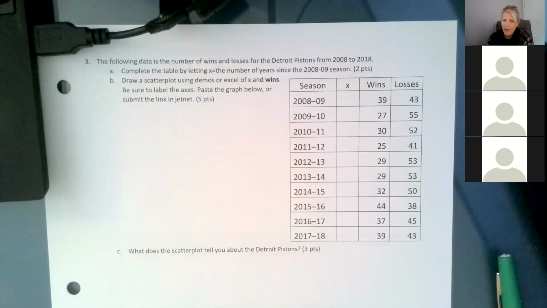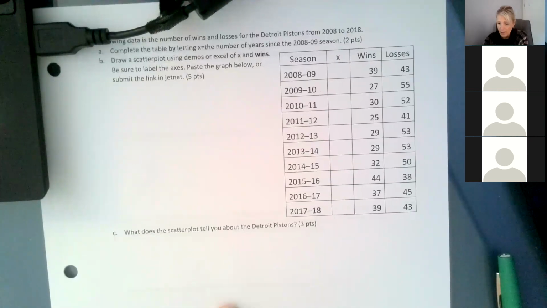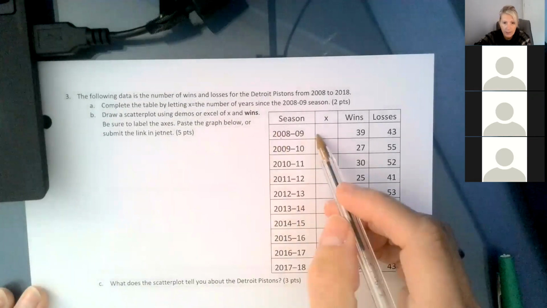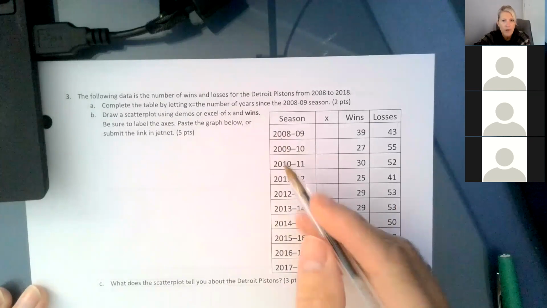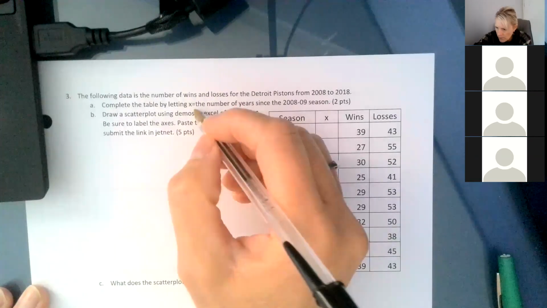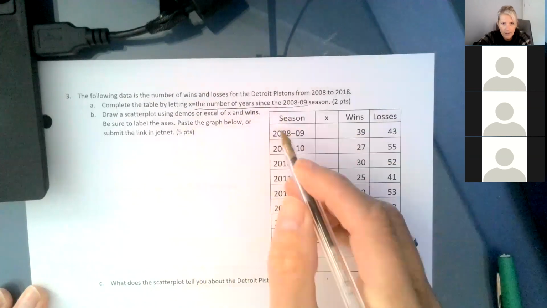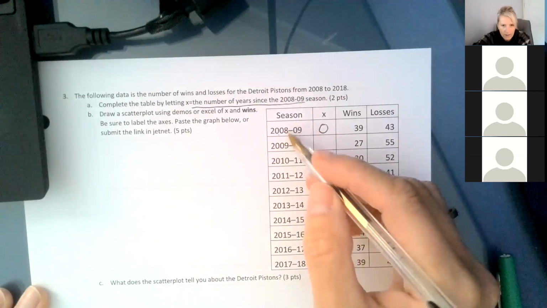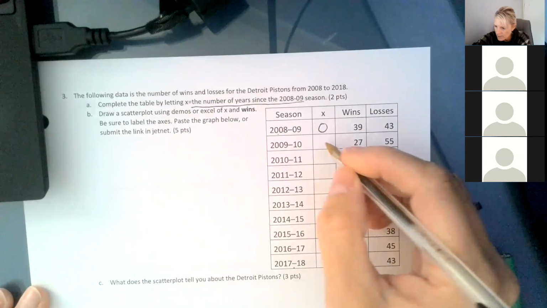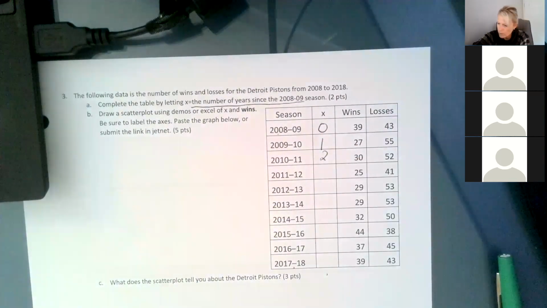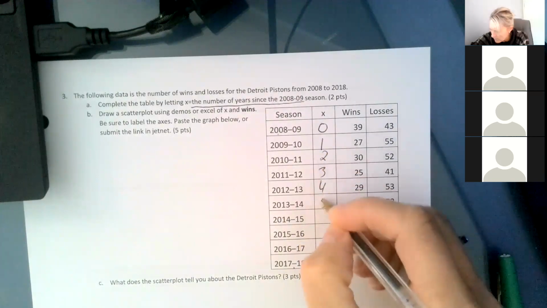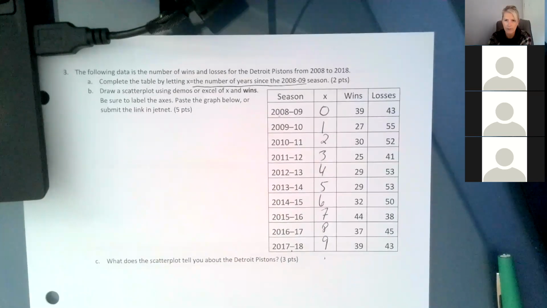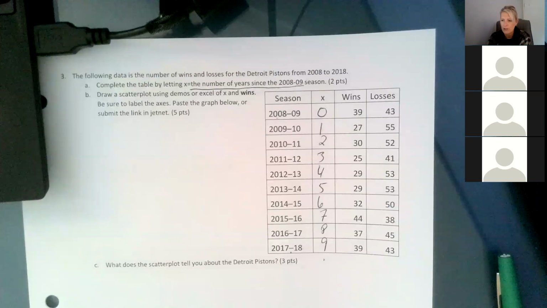Okay, question number 3. I'm not going to spend a lot of time on it because it's really just getting you to make a scatter plot, which we're going to do a bazillion of today. The one thing I do want to make sure everybody knows how to do is find their years in X, because that sometimes is a struggle. They want X to be the number of years since the 2008-2009 season, which is our first year, so that's our 0 year. And then they go in ones, which is nice. So that ends up being 0, 1, 2, 3, 4, 5, 6, 7, 8, and 9. I'm not going to waste any of our time making the scatter plot because we're going to do that in just a minute.